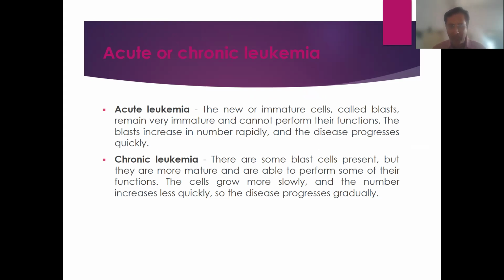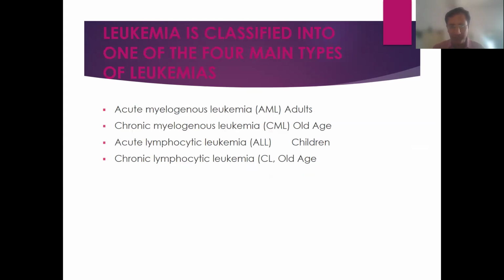In chronic leukemia, there are some blast cells present, but they are more mature and are able to perform some of their functions, and the cells die more slowly and the numbers increase less quickly, so the decrease is gradual. Leukemia is classified into acute myelogenous leukemia, that is AML, chronic myelogenous leukemia, acute lymphocytic leukemia, and chronic lymphocytic leukemia, that is in old age.